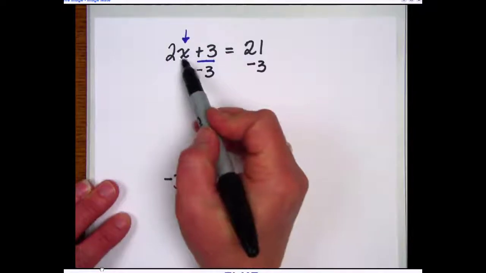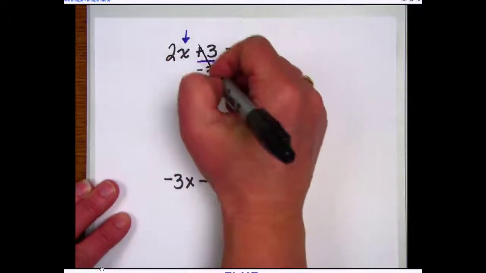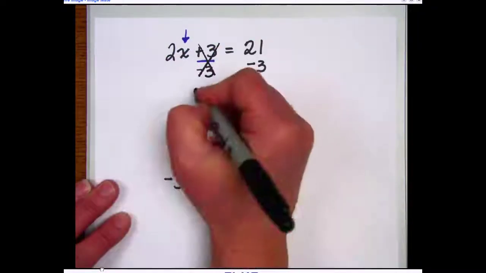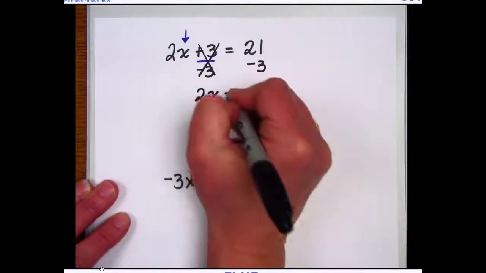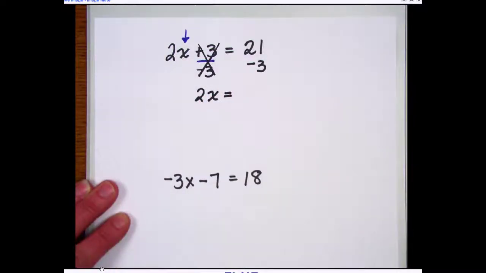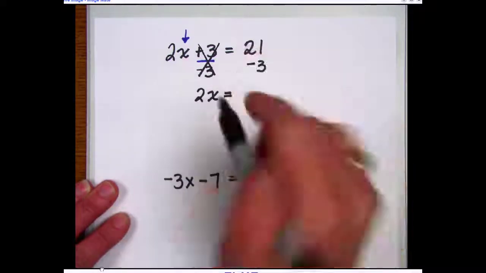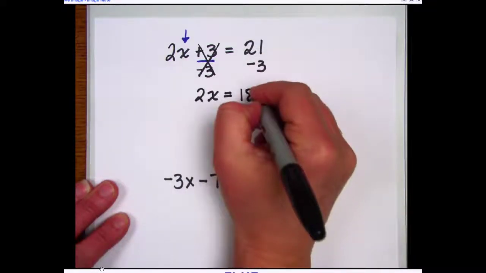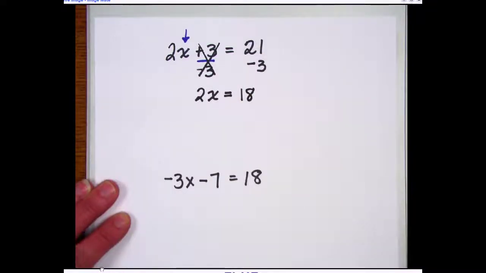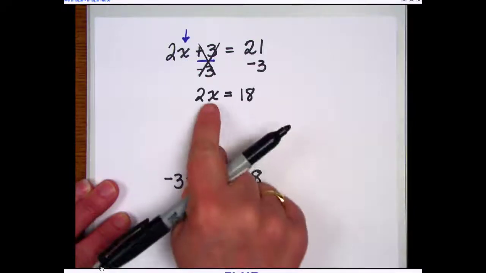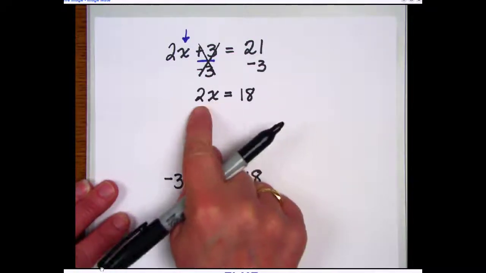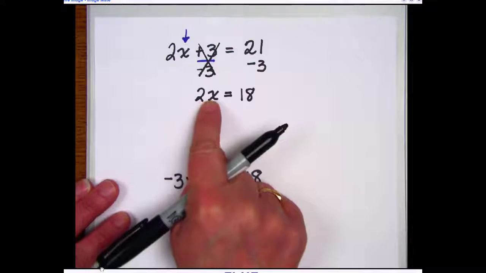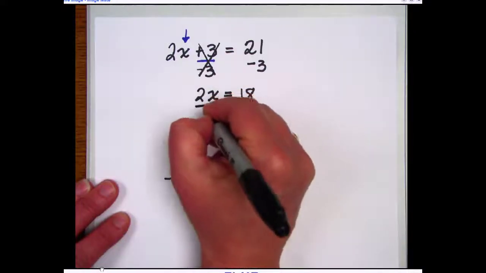So what would happen? 2x plus 3 minus 3, the plus 3 and the minus 3 would go to 0, and I'm left with 2x. And on the right-hand side, I would have 21 minus 3, and that would give me 18. Now, I've applied my addition rule, but I still have not isolated x because I have a 2 in front. To isolate my x, now I'm going to divide by 2.